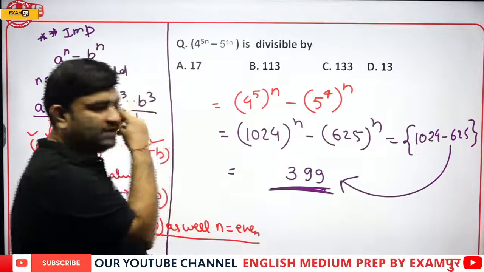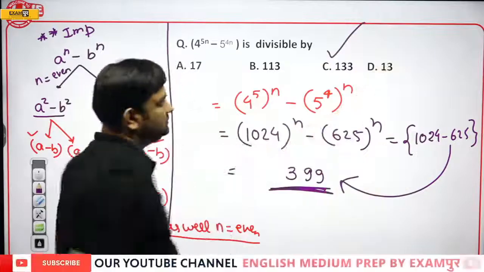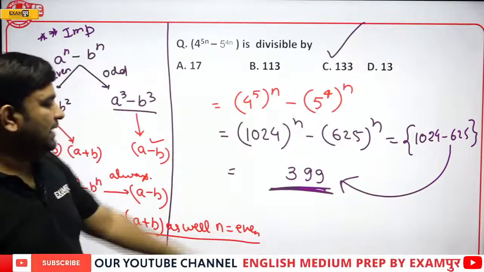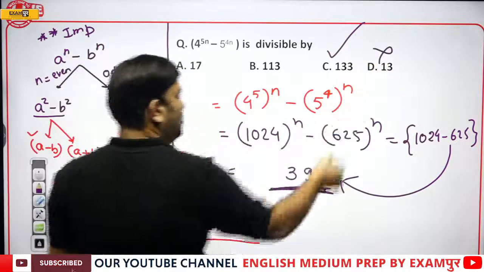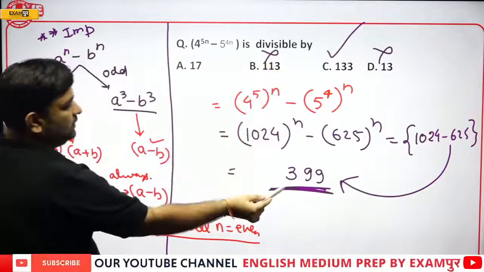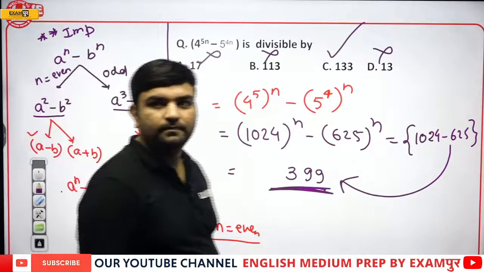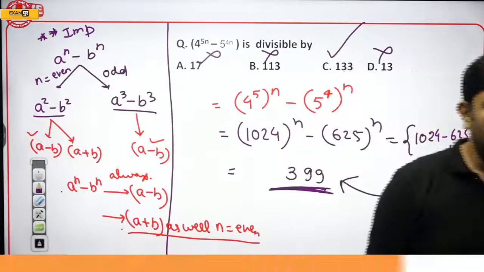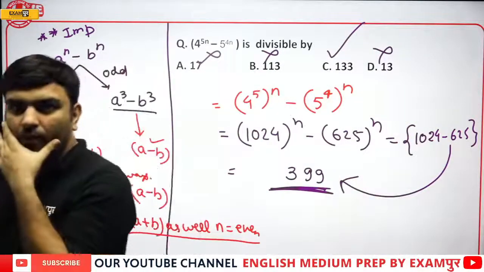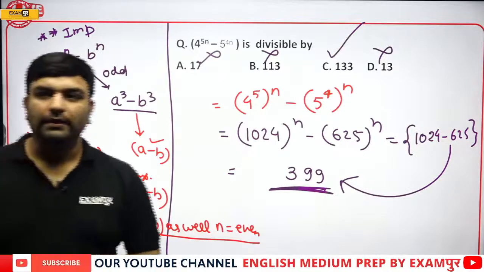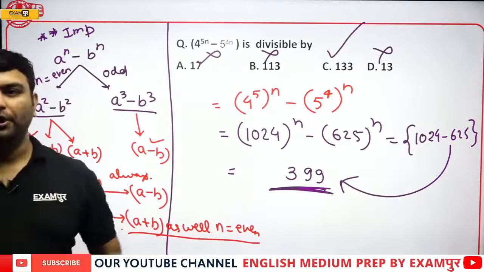Which of the following is a factor of 399? This. Any else? 13, 3 39, no. 113, no. 17, 34, 59, no. Clear?